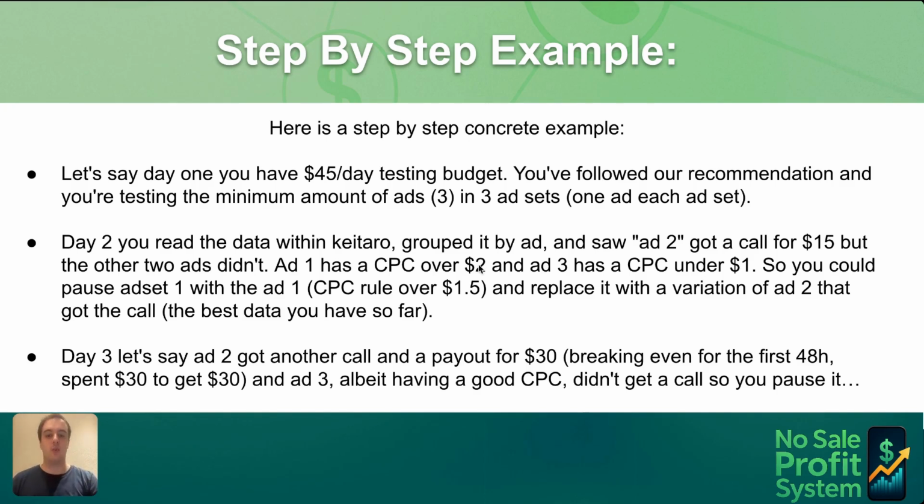For example, I would pause the one that has the worst CPC and doesn't have any calls, and I would do a variation of the one that got a call, because obviously a call is always more important than a click. That's very important. And right now it's the best that you have.